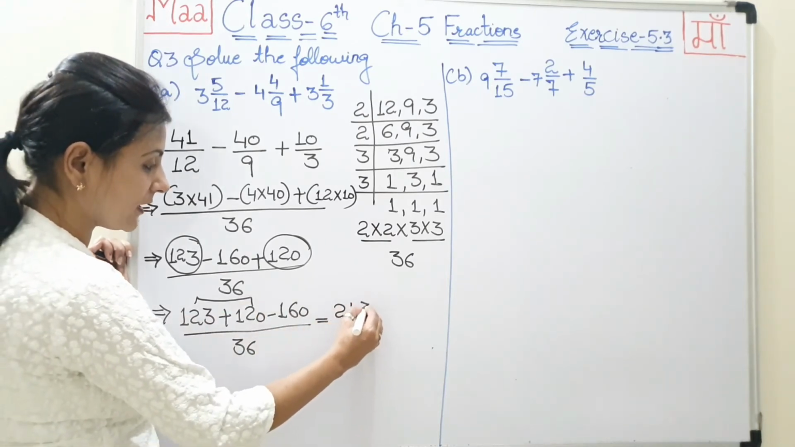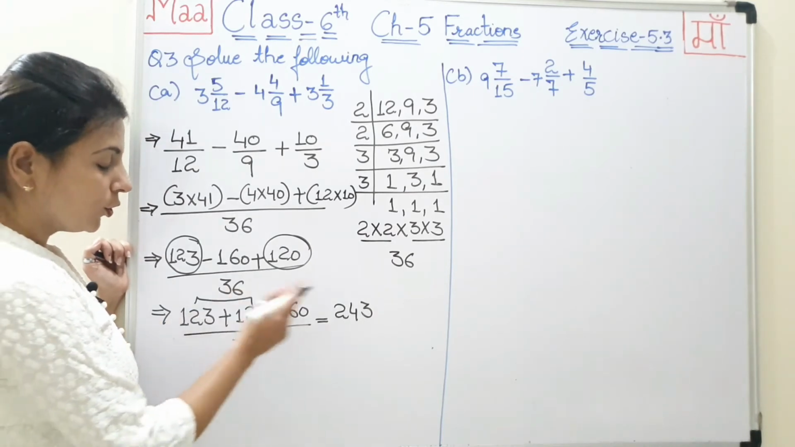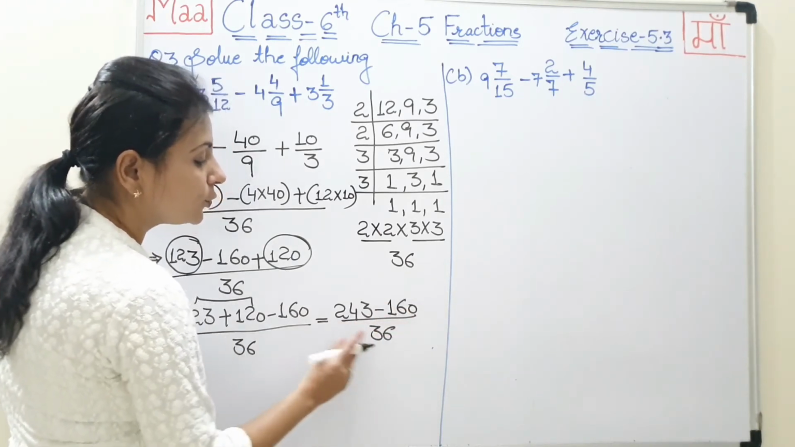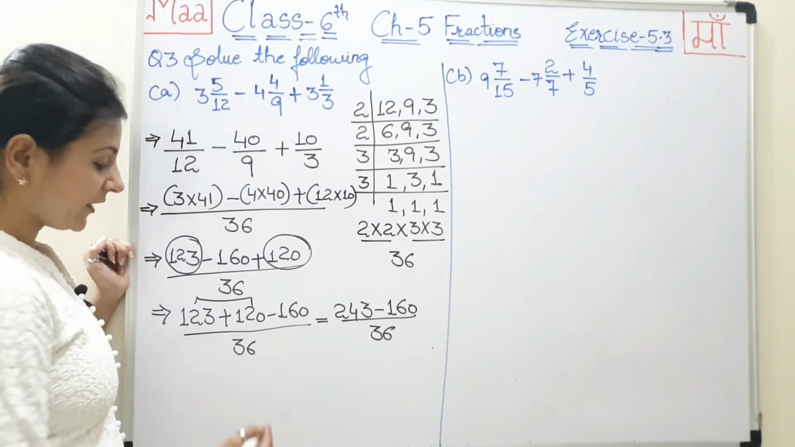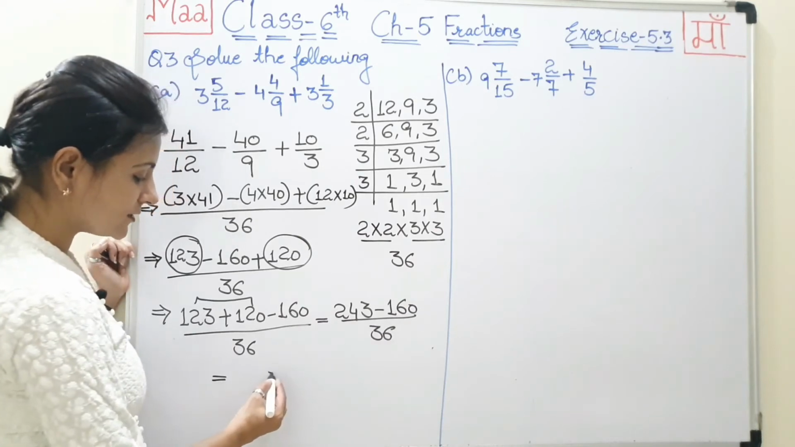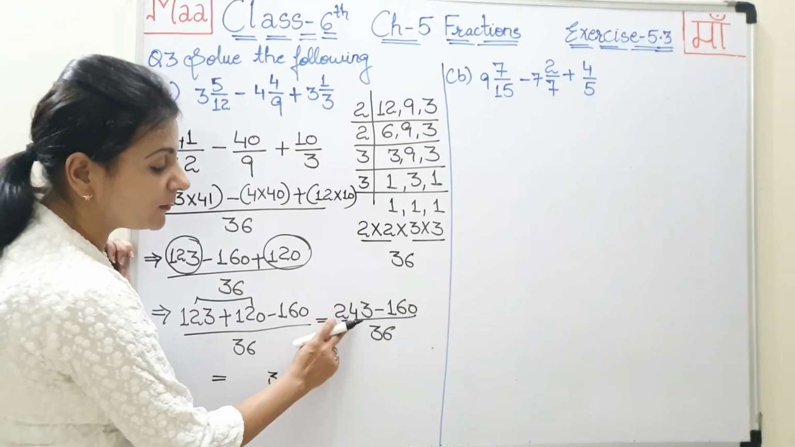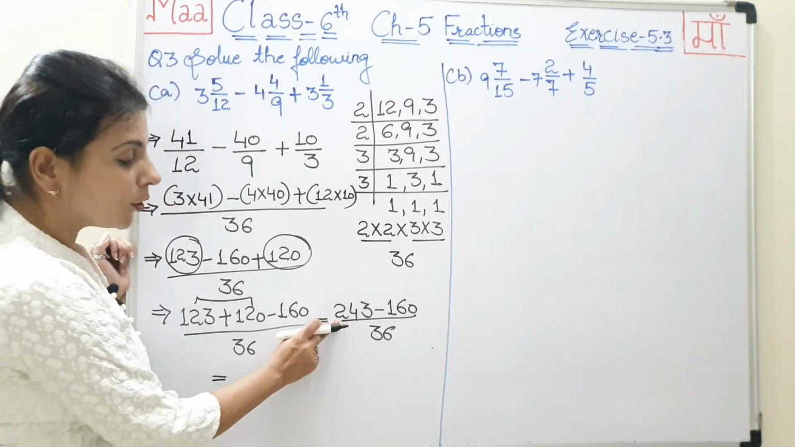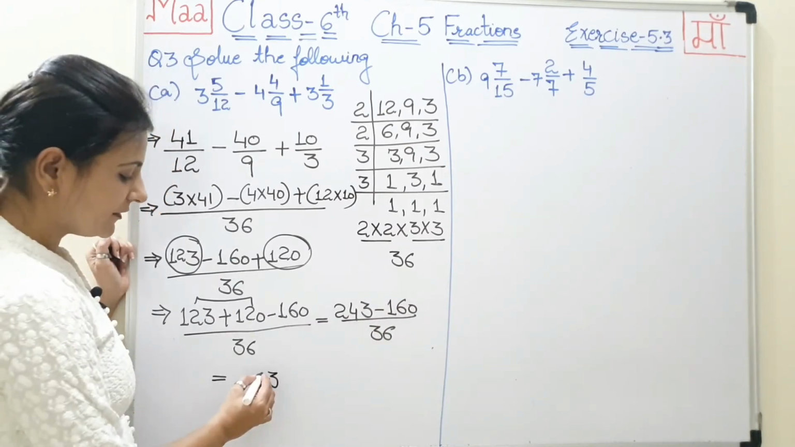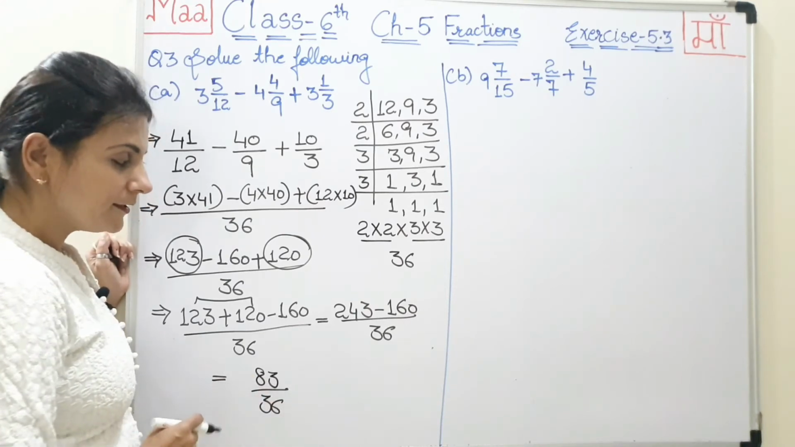After adding, you will get 243: 0 plus 3 is 3, 2 plus 2 is 4 and 1 plus 1 is 2. 243 minus 160 upon 36. Now from 243 we will subtract 160. So when you subtract it, the answer will be 3 minus 0 is equal to 3. 14 minus 6, because 4 minus 6 is not possible, so 4 will become 14 after taking a borrow from 2. So 14 minus 6 is equal to 8. So we will write here 8 upon, so 83 upon 36.